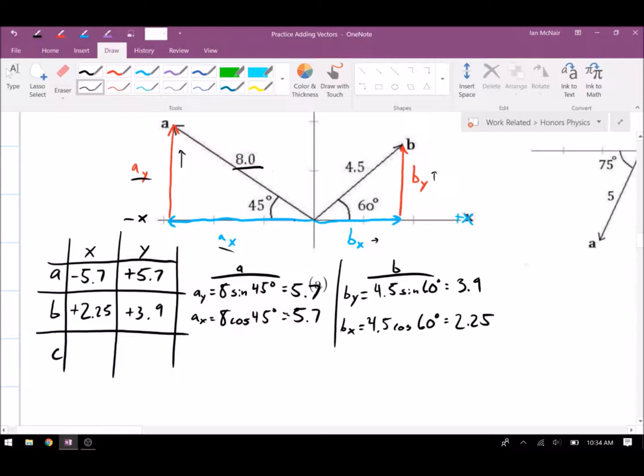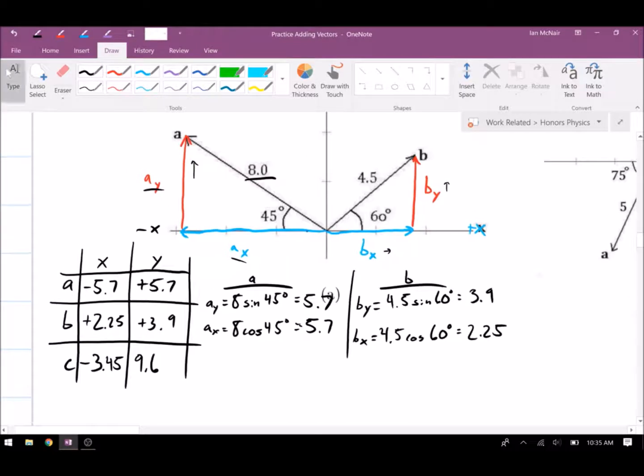And so I'm just going to add these all together. Negative 5.7 plus a positive 2.25 is going to give us a negative 3.45. And 5.7 plus 3.9 gets 9.6. Now I've already been rounding a bunch, so you might get some answers that are slightly different, but as long as you're close, that's good.